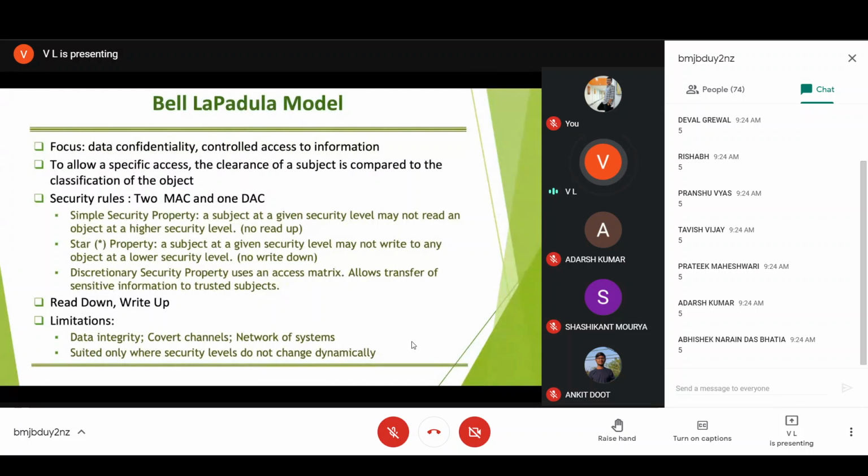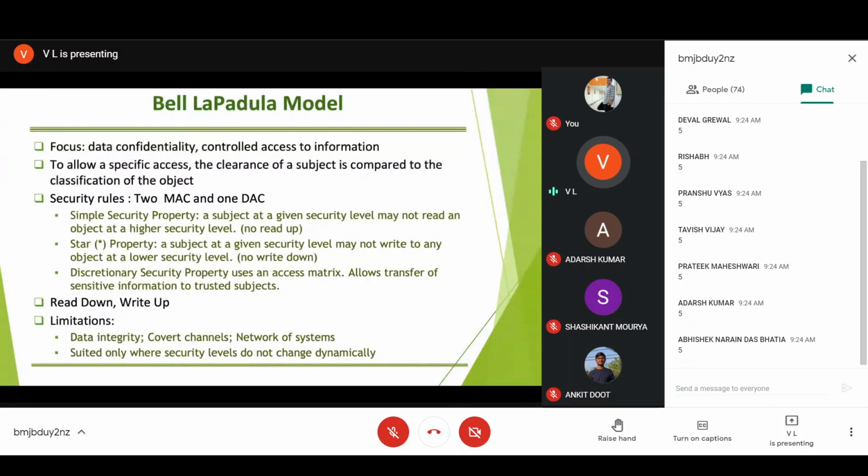No read up means I cannot read any document which is having a higher security clearance than what I have got. And I should not be allowed to write to any document which has got lower security clearance than I have. So these are the two mandatory access control rules.